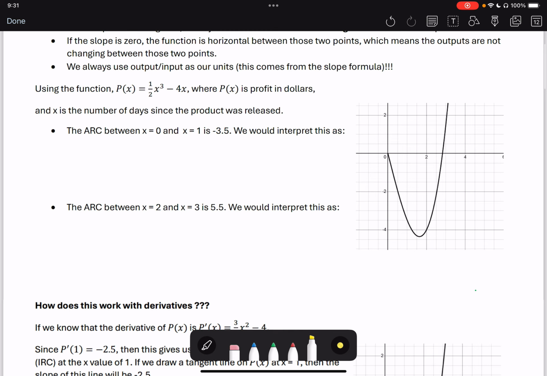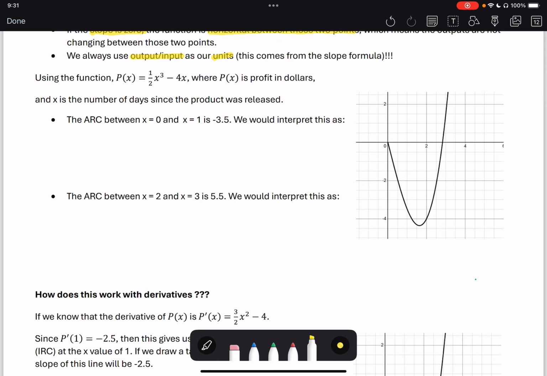Okay, so let's go back to this P of X function. It's telling us that P of X is profit, and that's in dollars. So that's a unit we need to think about. X is the number of days since the product was released. That's another unit. And it says find the average rate of change between 0 and 1, those input values of 0 and 1.